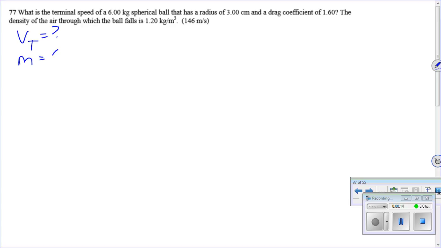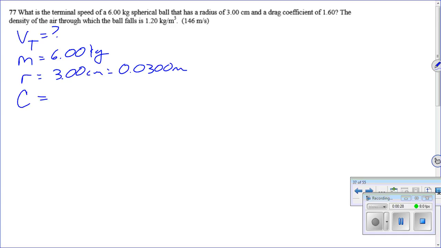So our mass is 6.00 kilograms. It's got a radius of 3.00 centimeters, which is the same as 0.0300 meters, and a drag coefficient. So our drag coefficient is capital letter C. That is 1.60, and we know that the density of the air is 1.20 kilograms per cubic meter.